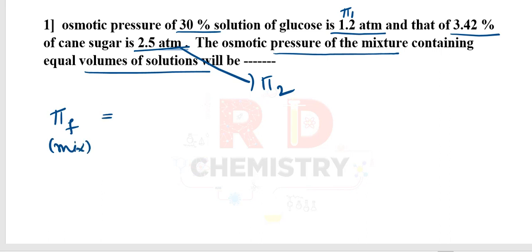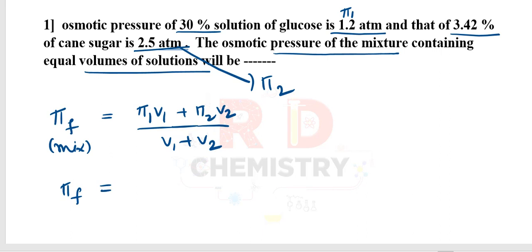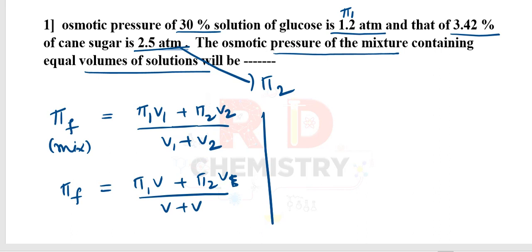Just now we have seen one formula, which is pi1 V1 plus pi2 V2 divided by V1 plus V2. Volumes are not mentioned, they are saying equal volume. When I say equal volume, let it be V in both cases. So I'll be writing pi final is equal to pi1 V plus pi2 V, divided by V plus V, correct? Therefore, pi F is equal to pi1 plus pi2 with a common term there.